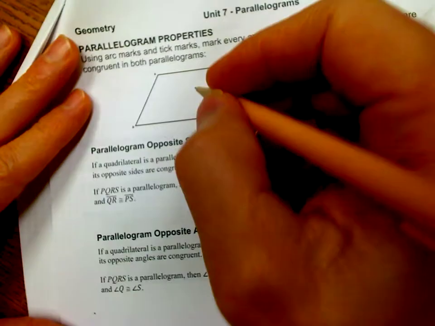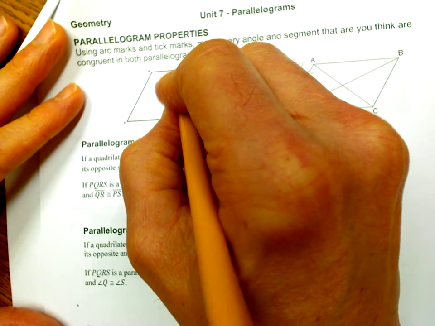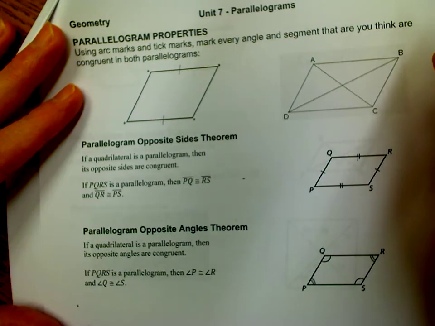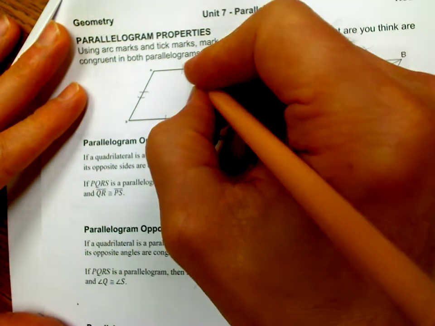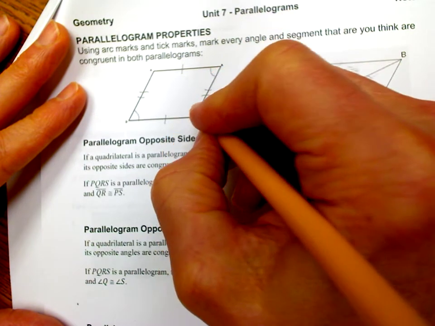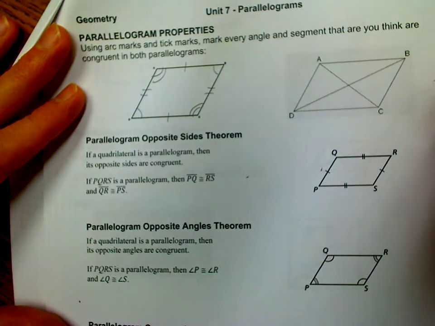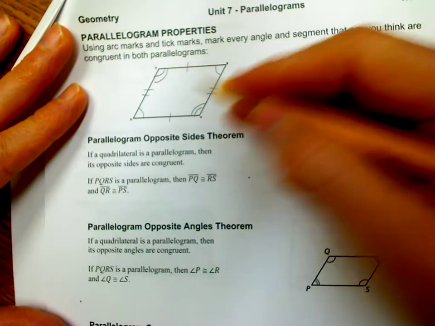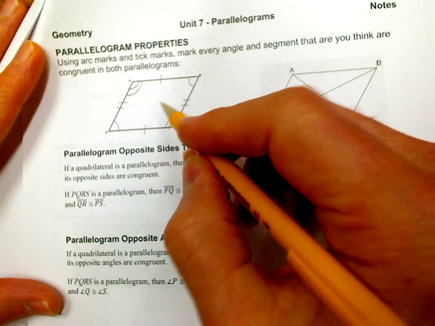All right, I'm going to trust you did that. And you can tell in a parallelogram, the opposite sides are congruent. Those are congruent. Those are congruent. And the opposite angles look congruent, and they are. And now the parallelogram properties: both pairs of opposite sides are parallel. So the opposite angles are congruent, opposite sides are congruent.